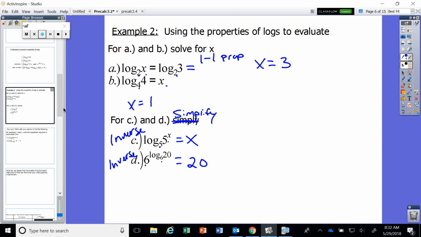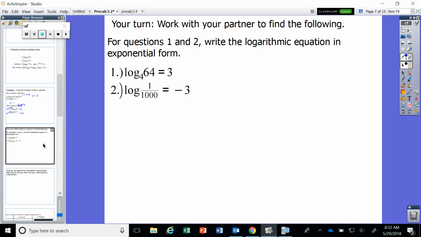Alright, ladies and gentlemen, let's see what you got. Do me a favor, guys. For questions 1 and 2, I want you to write the logarithmic equation in exponential form. I've given you the log equation, and I want you to take this log equation and write it in exponential form specifically. See what you can come up with, and we're on to the next one.